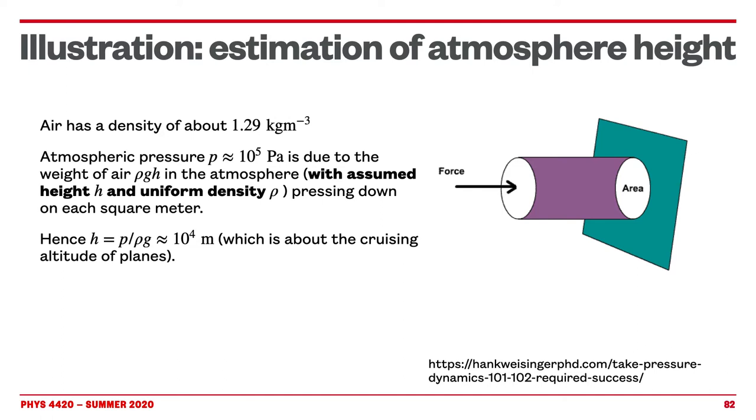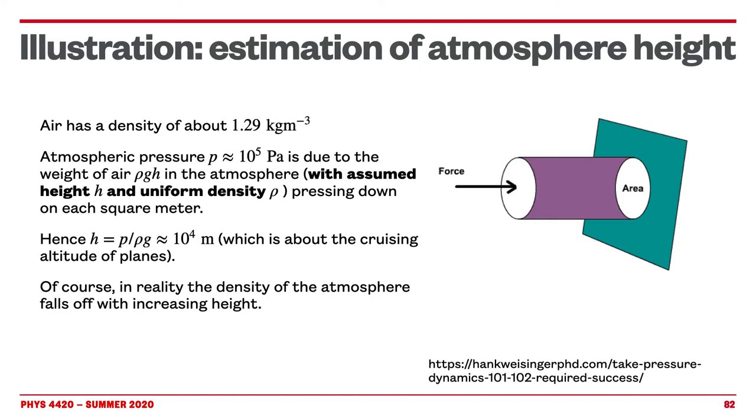What we find is that if we know that the pressure is 10 to the power 5 Pascal, which is about the case unless there is a storm or something like this, it's just typical pressure, we find that the height of the atmosphere is about 10,000 meters. This is actually fairly accurate, at least the order of magnitude is accurate. Of course, we have to realize this is a big simplification because the density of the atmosphere is by no means constant, as you know. For people who do climbing, they know that the density of air changes with height very quickly.